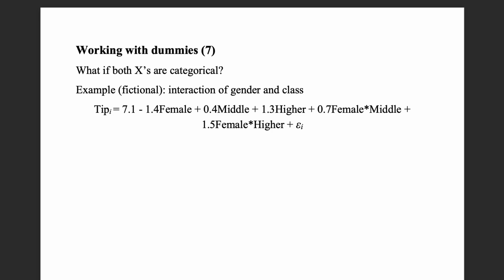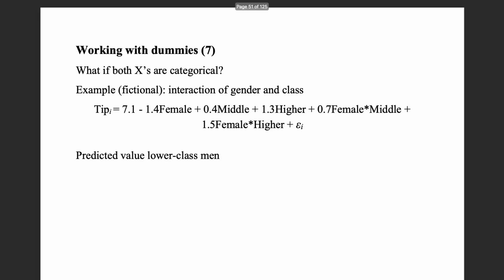So that means that we get a main effect for gender with one dummy variable. We get two main effects for class, one for the middle class and one for the higher class, and we get two interaction effects of gender with class, one for the female dummy times the middle class, so that's the interaction effect for the middle class people, and one for female times higher class, so that's the interaction effect for the higher class people.